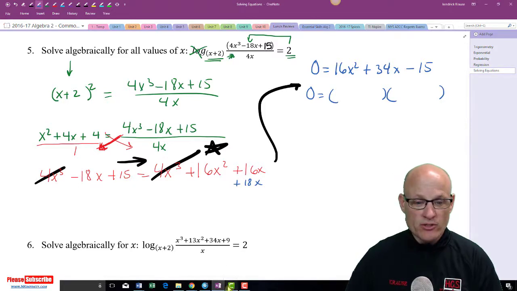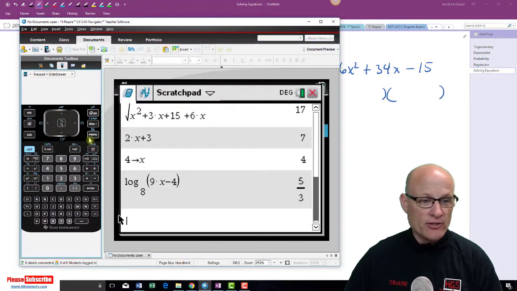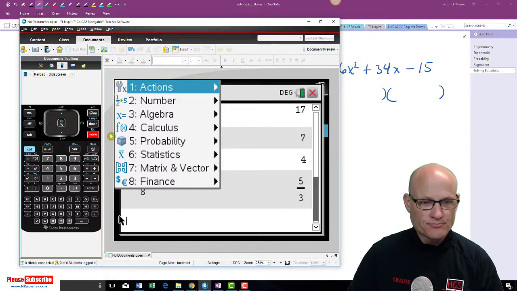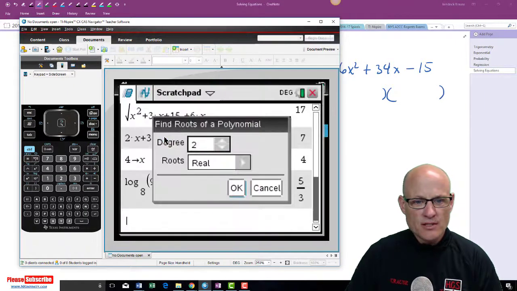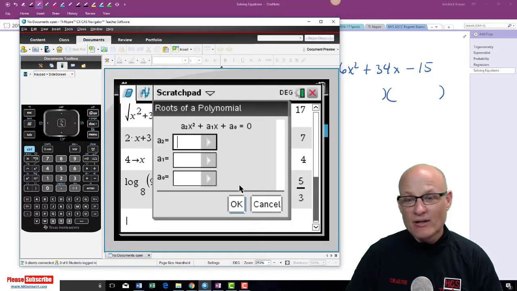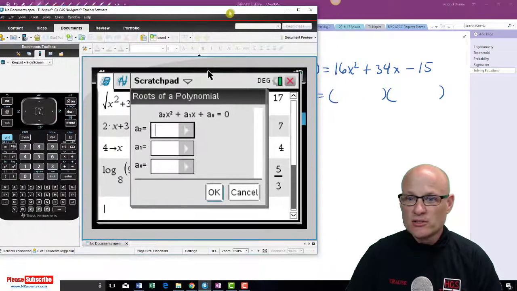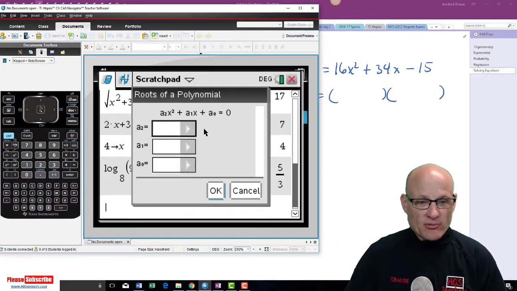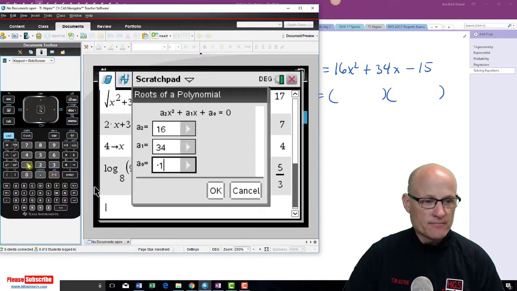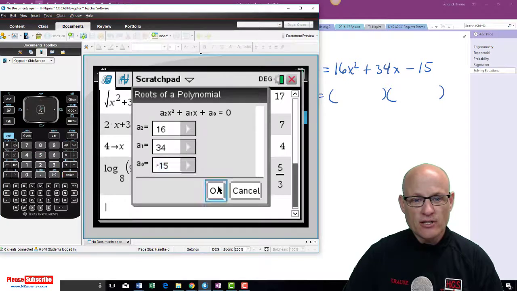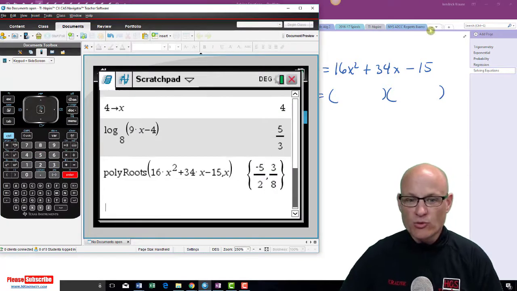Factoring here is not easy in the least. You can always come over to your graphing calculator and go menu 331, and click OK. By the way, I think it's 8x plus 5 or something like that. Let's go. We're going 16, 34, and then negative 15. Click OK. Now remember, what this gives you is the roots.